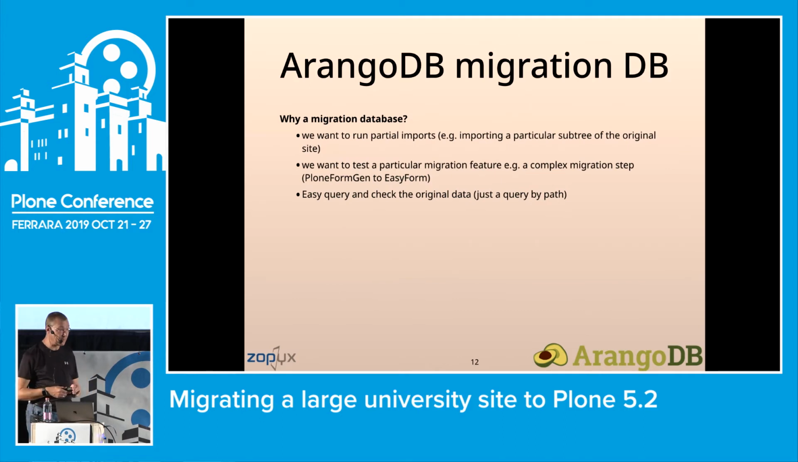So in the next step, Transmogrify basically exports all the JSON files to the file system, for good or bad. We have decided on using a migration database in order to be able to filter the data to be migrated, for example, by portal type. For example, when you want to test a particular fancy migration, such as the migration from Plone FormGen to EasyForm, which is pretty complex, or the migration from topics to collections, you want to just run the migration on a particular subset, let's say only on a subfolder or on a particular content type.